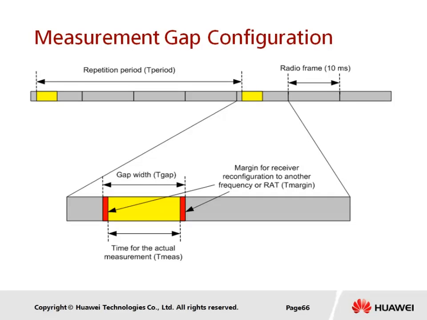The actual measurement time is actually smaller than the gap time, and the gap time lasts for 6 milliseconds. So the user measures the other frequency for 6 milliseconds, and it is going to be repeated every 40 milliseconds or 80 milliseconds, depending on the measurement gap configuration.